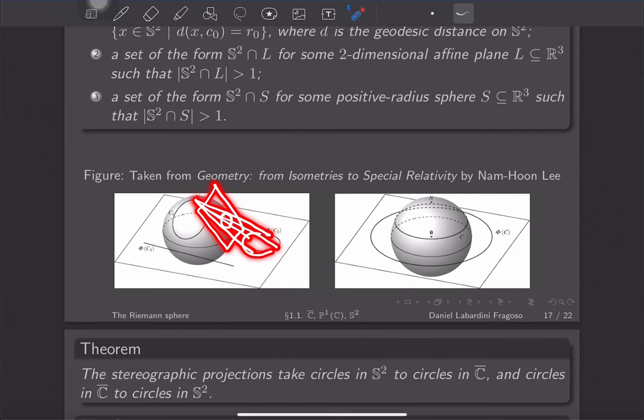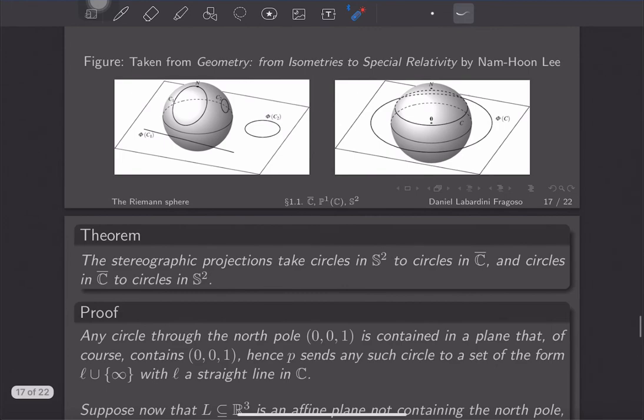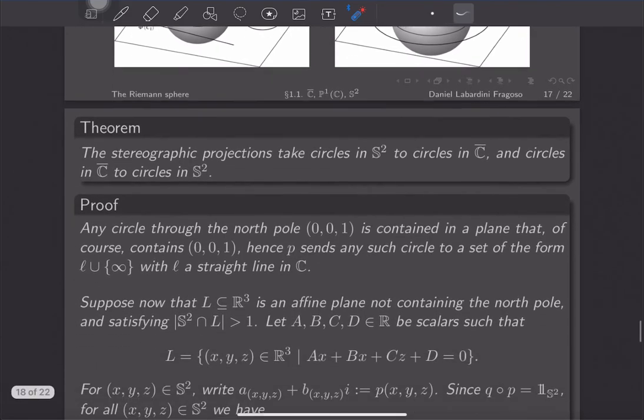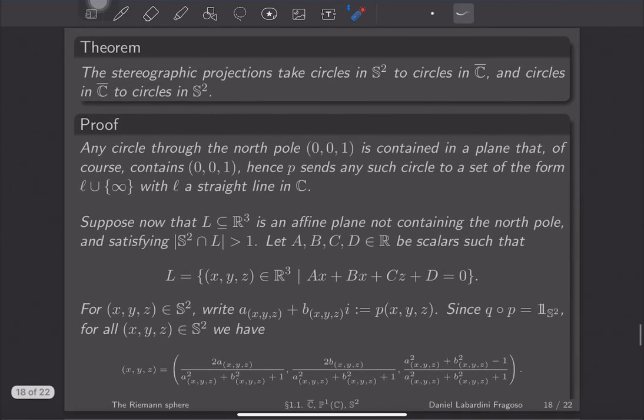Right? And now, from knowing that this is a circle, we want to deduce that this is also a circle. So we are in this other case, which is kind of harder, because now this plane doesn't pass through the North Pole. So what I start doing is I describe the plane as the set of points that satisfy a certain linear equation.